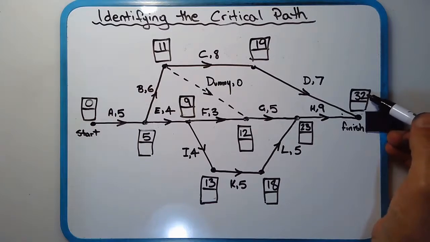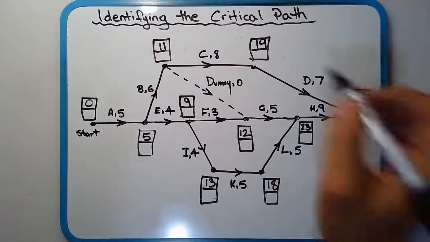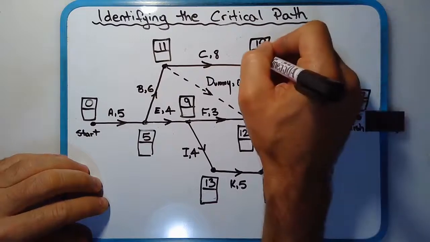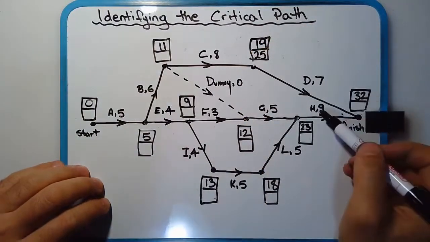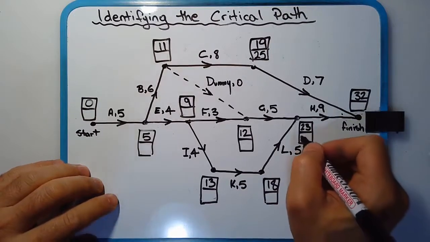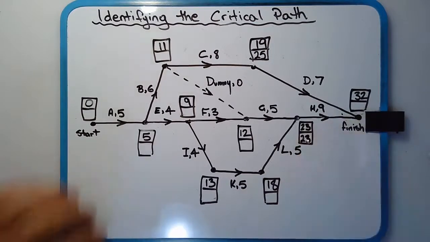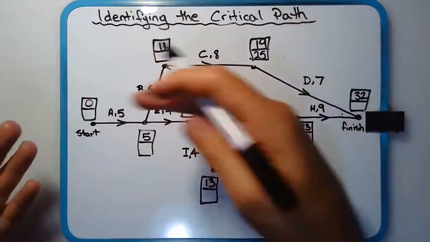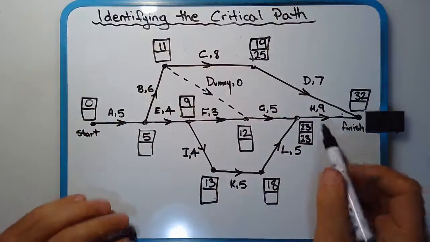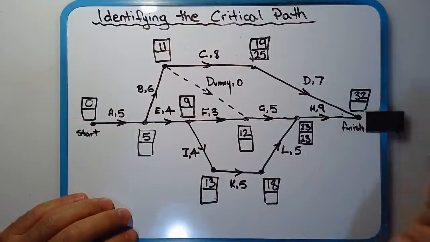32 minus 7 is 25. And also, 32 minus 9 is 23. Now again, just be careful with any paths that intersect. So going backwards, we can have intersection points as well. And you've got to take the lower of the two numbers instead of the higher.